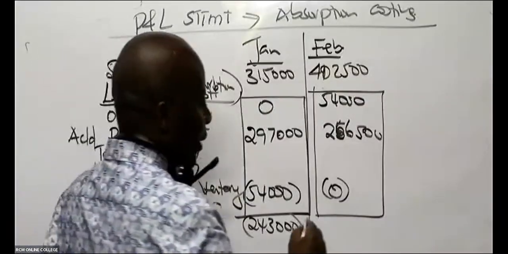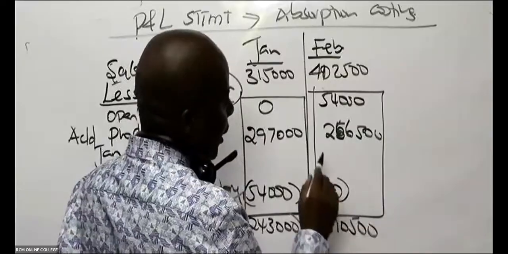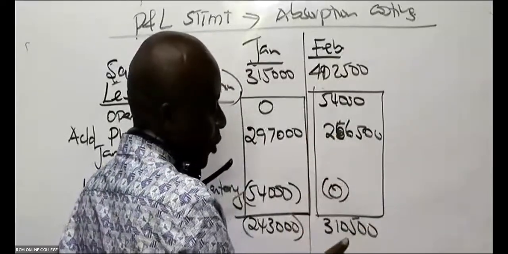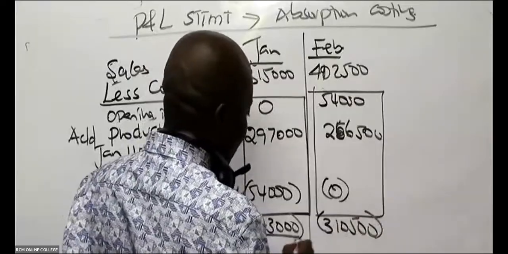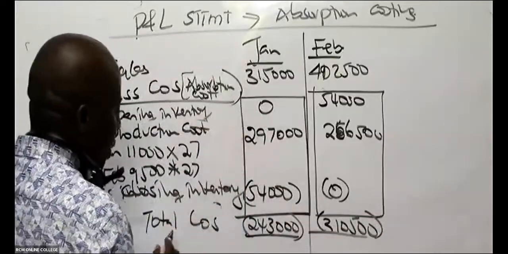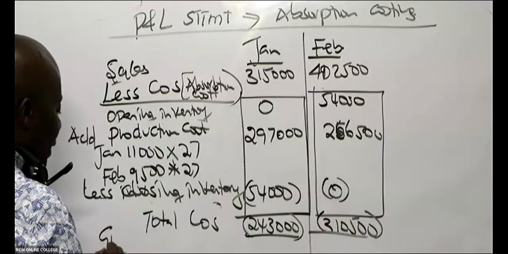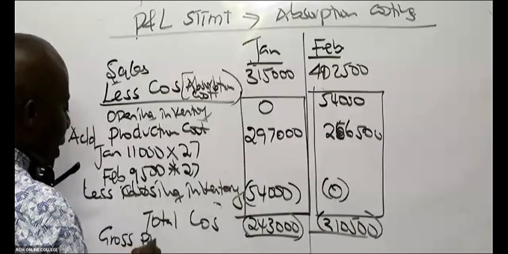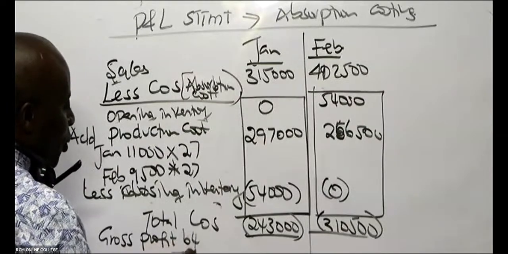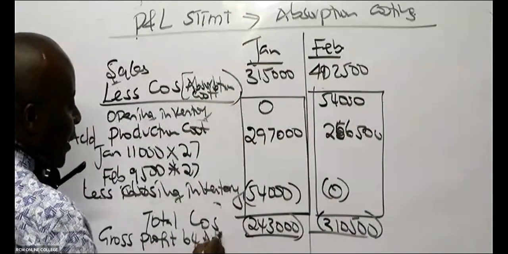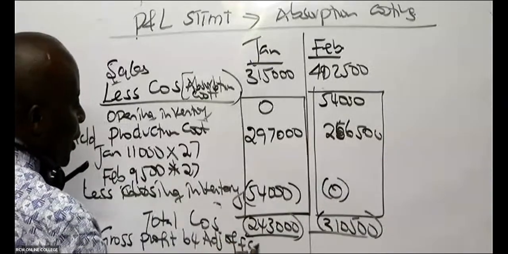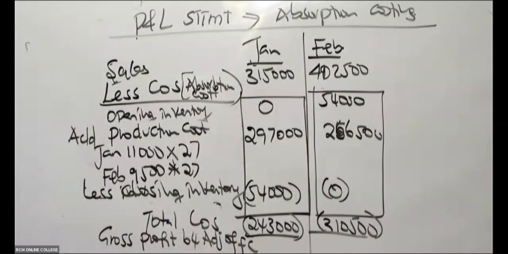310,500. What have they done to get this? They have taken 54,000 plus this minus 0. Then this total cost of sales is what you subtract from your sales revenue for you to be able to give me gross profit. Gross profit before adjustments of fixed costs.